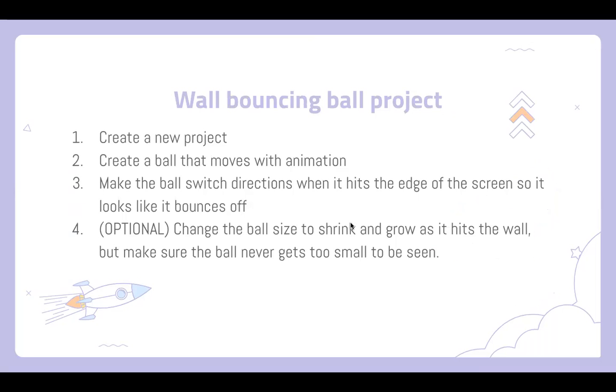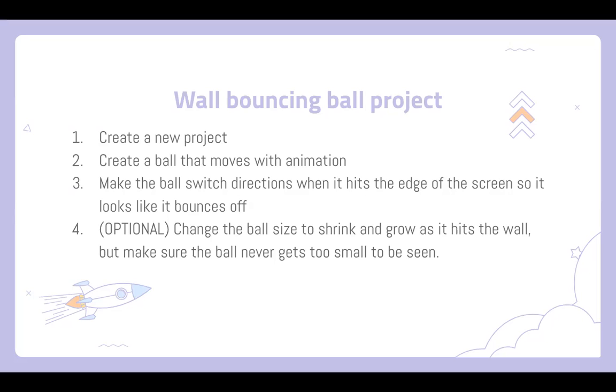Okay, let's continue. Now we're going to move on to the bouncing ball project. For the bouncing ball project, we're going to create a new project and create a ball that moves with animation. We're going to make the ball switch directions when it hits the edge of the screen so it looks like it bounces off. This game might be too old for you guys, but maybe Pong. If you play Pong, you notice how the ball not only bounces off the screen, but also bounces off a paddle. That's definitely something that can stem from this project.